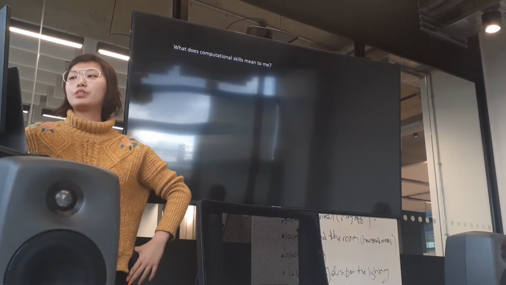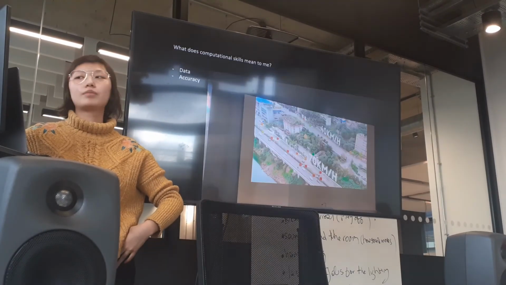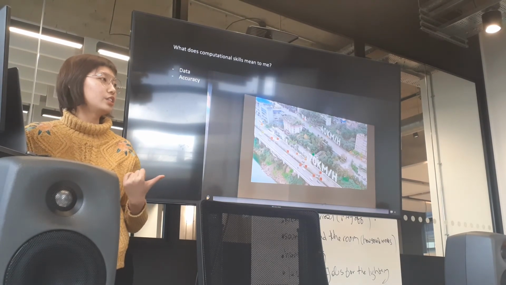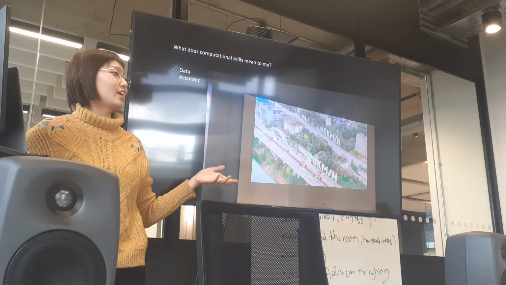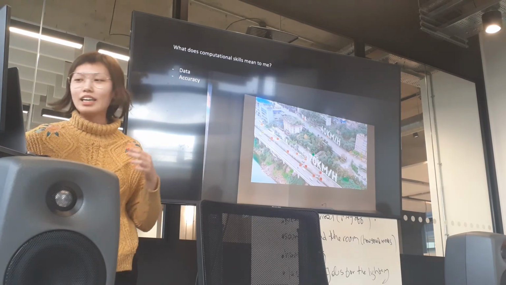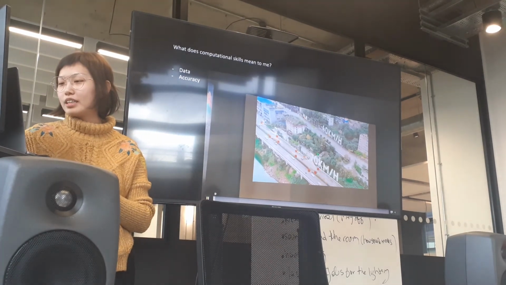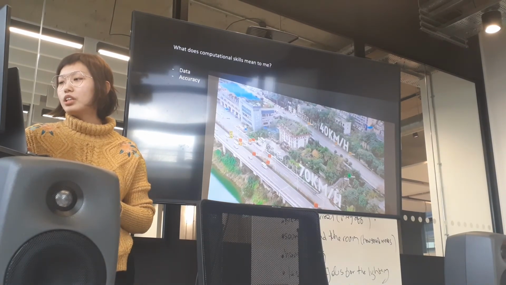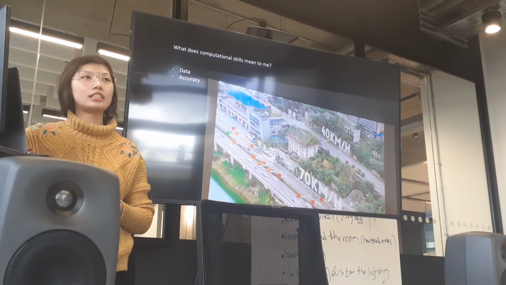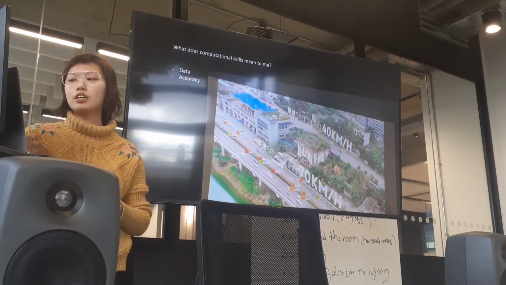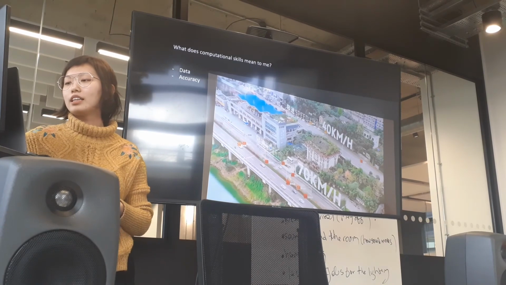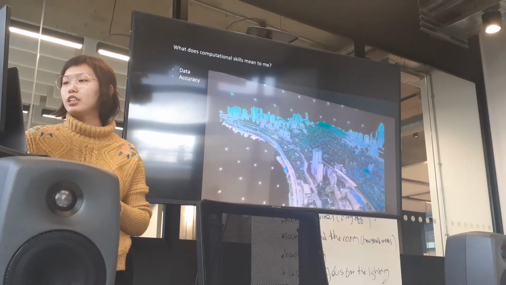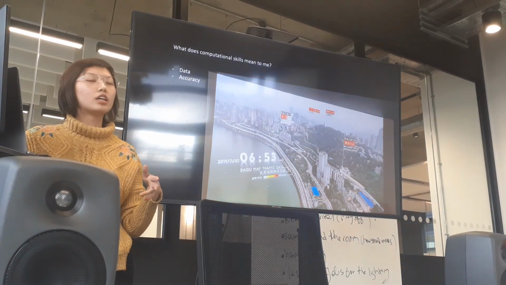So what do computation skills mean to me? I saw this at the Shenzhen Biennale, in another exhibition hall, not yours. But I'm really impressed by this. This is a data visualization that really shows what's going on in the city, in a region. You can see there is analysis of speed, transportation, and all this information.